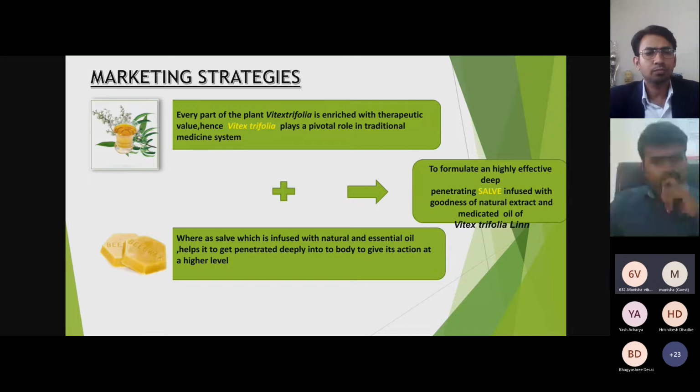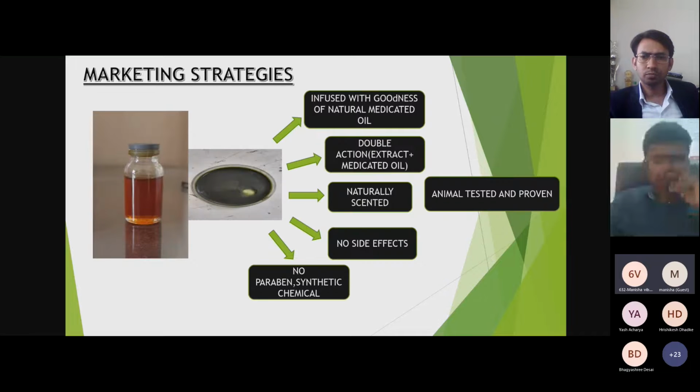And so the formulations are highly effective, deep penetrating, and a salve with the goodness of natural extract and medicated oil of Vitex trifolia Linn. So these are the marketing strategies actually. The main point highlighted on this salve is that it is infused with the goodness of natural medicated oil. A double action has been given, not only of the extract but also the medicated oil.